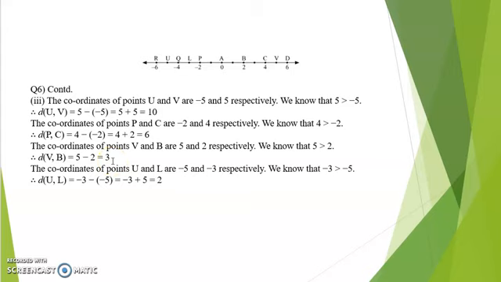And the last one, distance UL. The coordinates are minus 5 and minus 3. Minus 3 is greater than minus 5. So we have distance UL is equal to minus 3 minus of minus 5, which is equal to minus 3 plus 5. The answer is 2. With this, we end practice set 1.2.